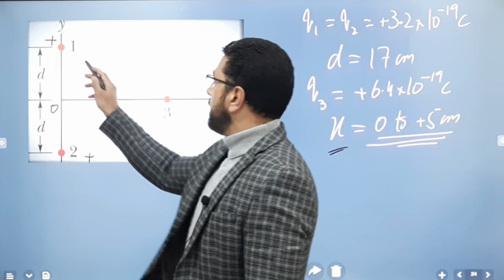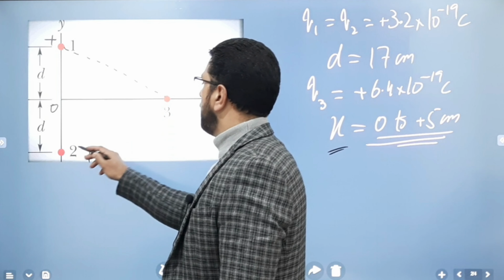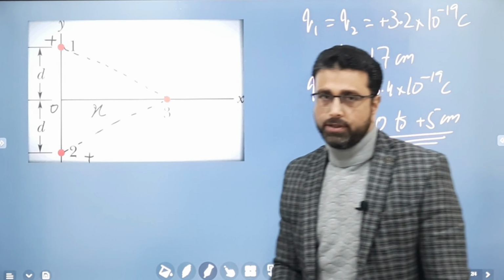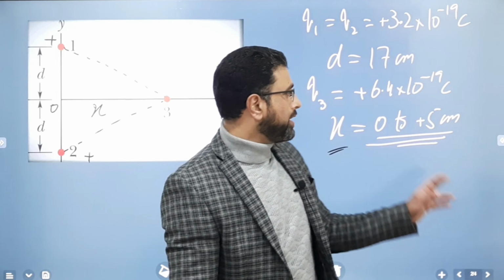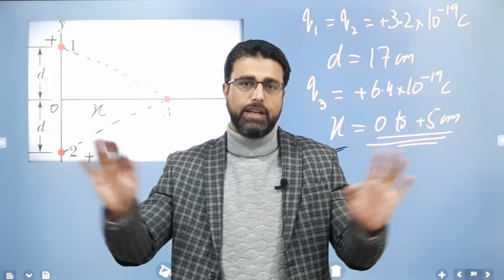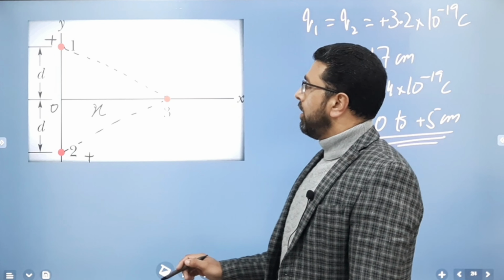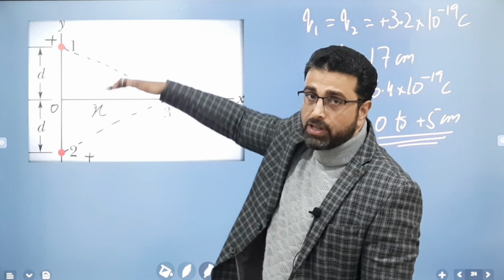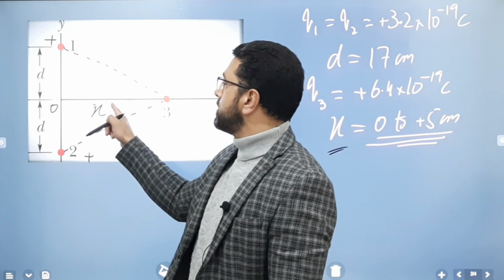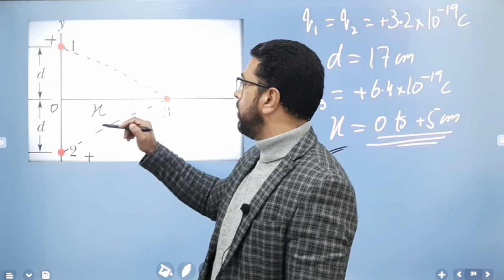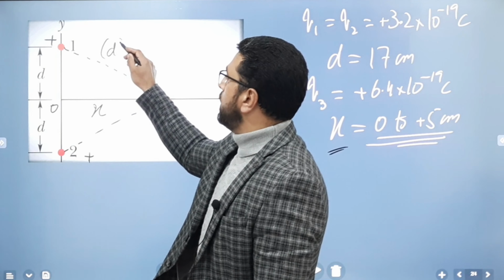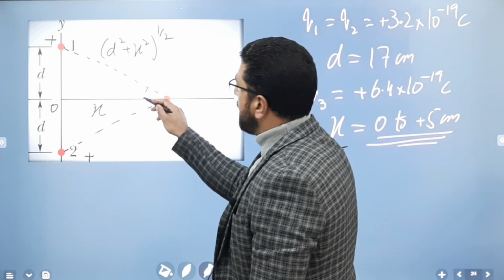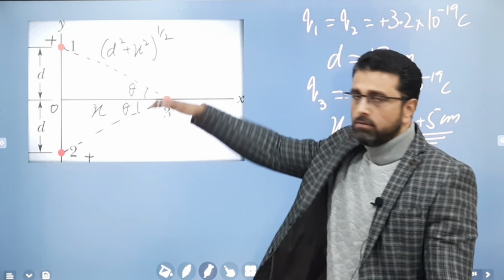Okay, so we have particle 1 here, particle 2 here. Let's suppose particle 3 is at a distance of x from the origin. Randomly taking any x, so we're not taking it within the range, we're just taking x generally. It can have any value. Now this distance and this distance will be the same because 1 and 2 are symmetrically placed. This is x, this is d, so you can use the Pythagorean theorem for this triangle. The distance will be (d square plus x square) to the power 1 by 2, the square root of d square plus x square. And this angle will be the same, theta and theta, again symmetrically placed.